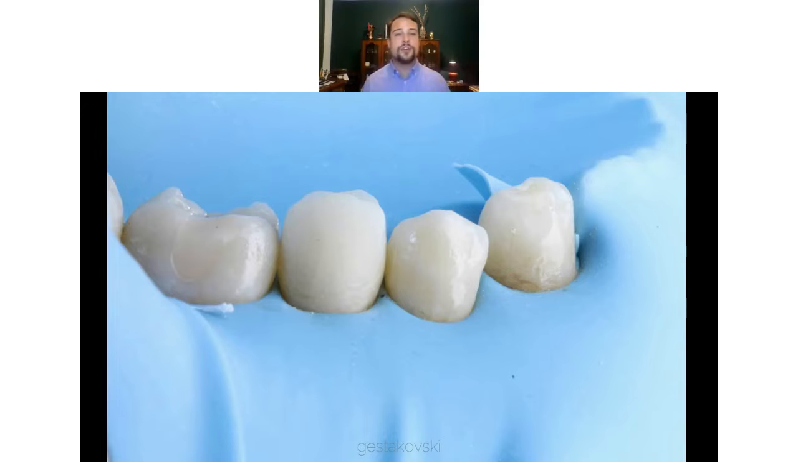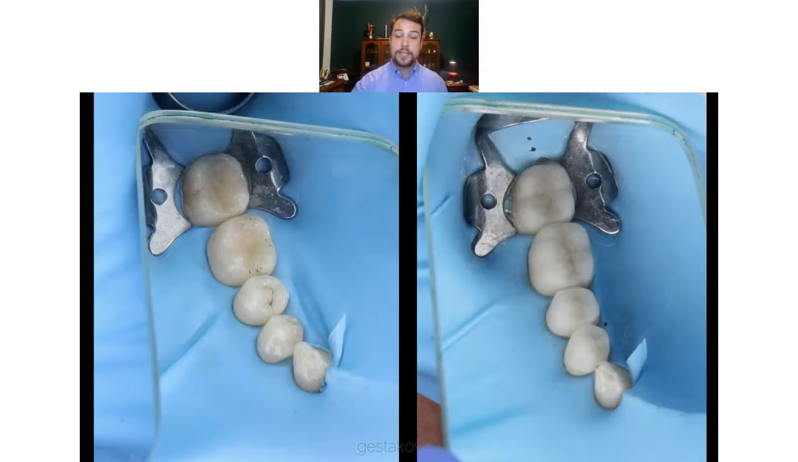But have in mind, not every single case is indicated for this. Don't try to push the limits and indications of the technique. If the case is indicated, you can achieve a very nice, long-lasting, and stable result. Here we have before and after of these occlusal tabletops.